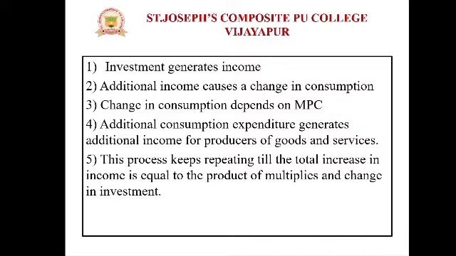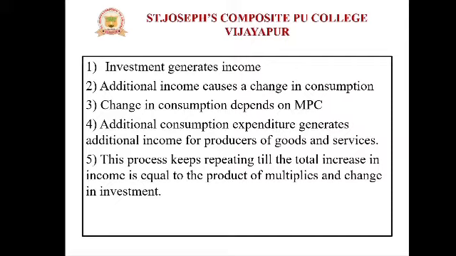Fourth, additional consumption expenditure generates additional income for producers of goods and services. Why do people make extra expenditure? This additional consumption expenditure generates additional income for producers, because what they produce additionally will be sold in the market, so producers will earn additional income.